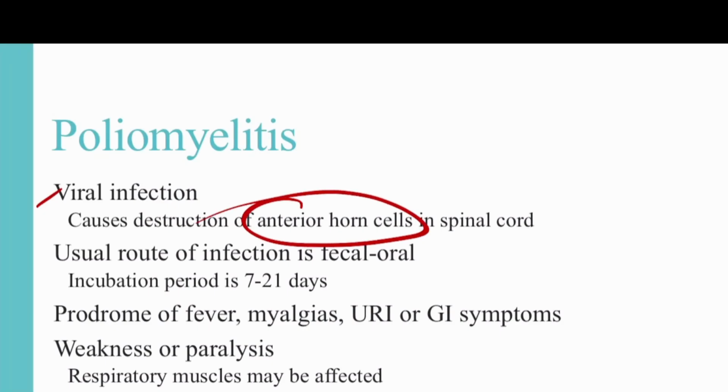What goes on in the anterior horn cells? Synapse between what? Upper and lower motor neurons. So we're destroying the area where the synapse occurs. The usual route of infection for polio is fecal-oral. There's an incubation of about 1 to 3 weeks. Prodrome: fever, myalgias, and some URI or GI symptoms.